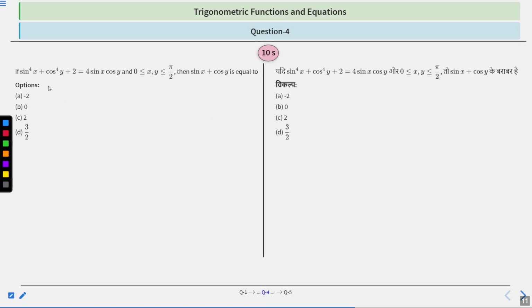Question number 4, which says that sin to the power 4x plus cos to the power 4y plus 2 is equal to 4 sin x cos y, and x, y is between 0 to pi by 2. Then sin x plus cos y is equal to what?